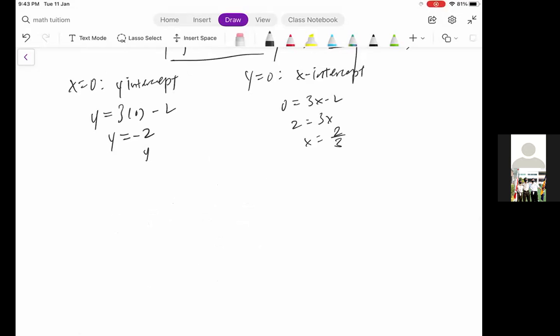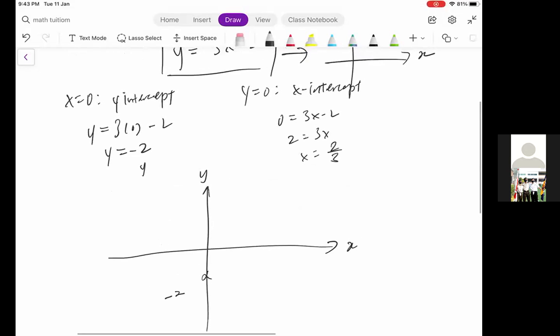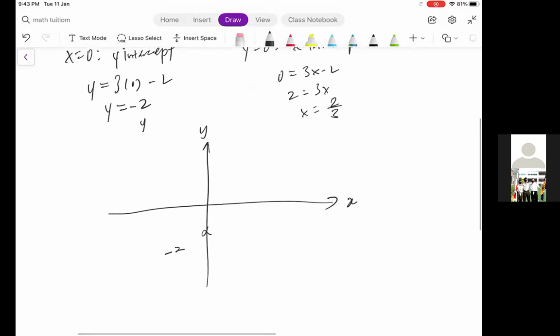We can draw our Cartesian plane, our axes, x and y. So when x equals to 0, y equals to minus 2. Minus 2 will be somewhere here. When y equals to 0, x equals to 2 over 3, which would be somewhere around here. Okay. All we need to do now is take our ruler. I'm going to do this freehand, and we're going to draw it through all the way. So now we have our equation, y equals to 3x minus 2.